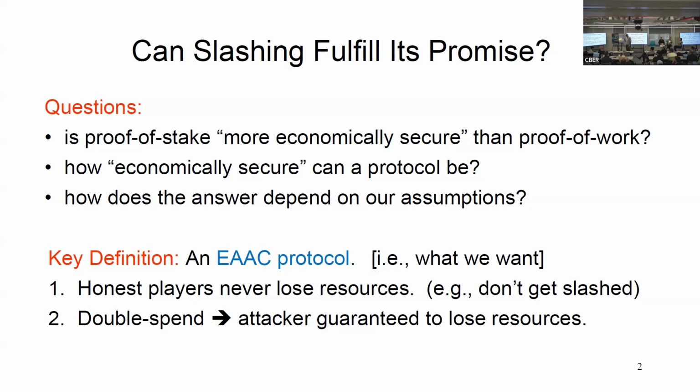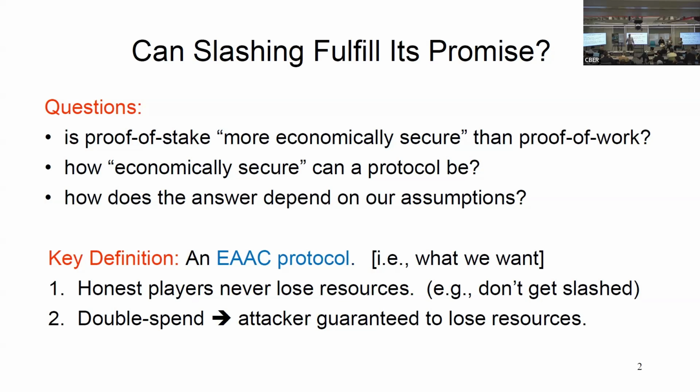Getting this right is actually very delicate, and a fair amount of work went into the paper and the precise definition. For today, just the intuitive description is: first of all, if you just run the protocol honestly, like you just run the default client all the time without any errors, you will never lose any resources. For example, you'll never be slashed, no matter what else is going on.